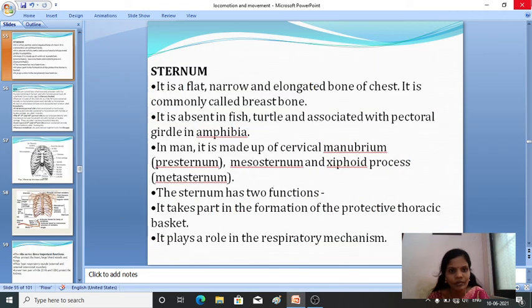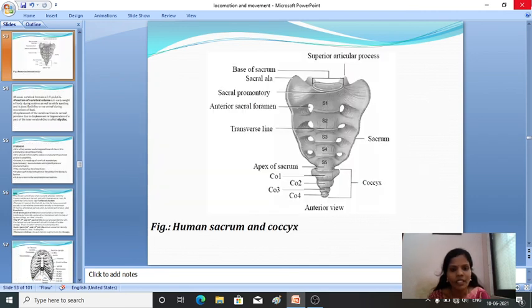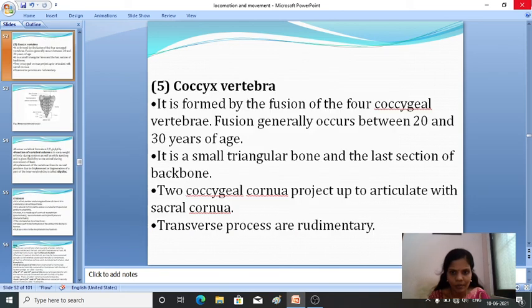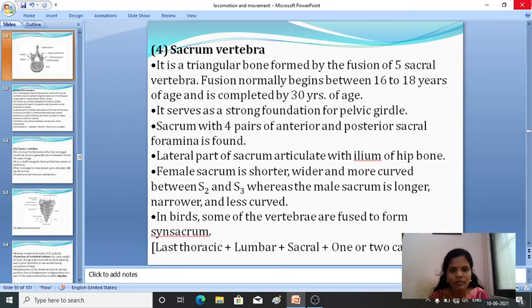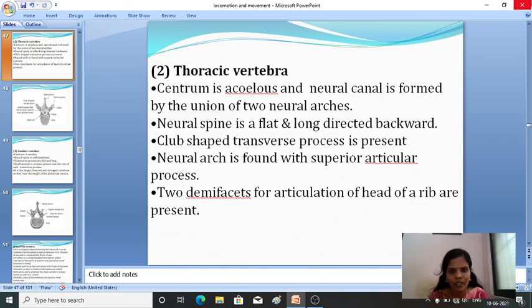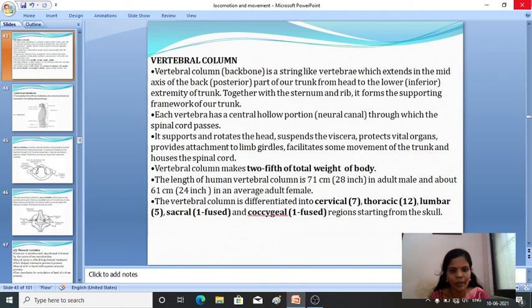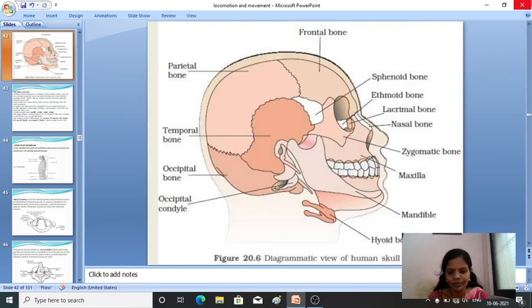Fine. Then the sternum. What is the sternum? It is also called the breastbone. Not backbone, breastbone it is. This is the sacrum or coccyx. Lumbar vertebrae, thoracic vertebrae, cervical vertebrae, so the vertebral column, skull.